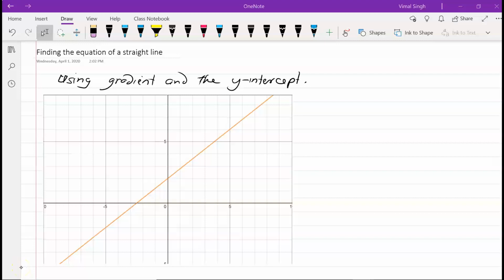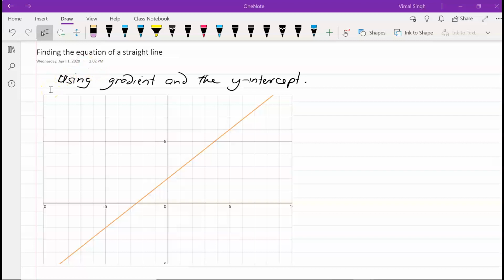Okay, so let's continue with the next video. In this video I am going to be showing you how to work out the equation of a straight line using three different methods. The first one that we're going to look at is using gradient and the y-intercept.